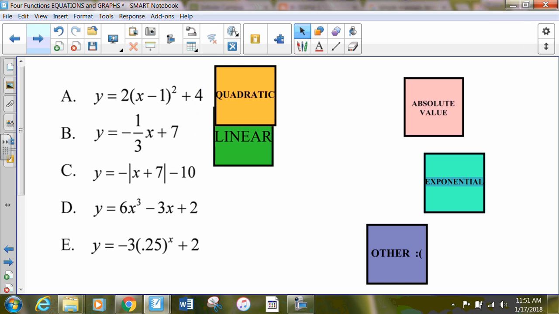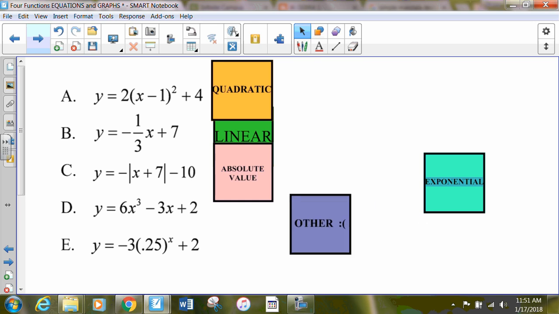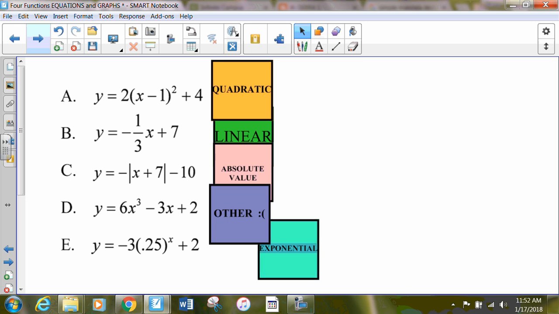All right, so we had quadratic first for A, we have linear for B. Let's look at C. I see those absolute value signs, so that means that C is absolute value. All right, D, I see an exponent, but it's a 3. If we have an exponent that's a 2, I know it's quadratic. If we have an exponent that's an x, I know it's exponential, but if we have one that's a 3, that's something else. It is a function, it's something else besides one of the ones that we've learned so far. So that's an other. And the last one, the x is in the exponent spot, so it is exponential. Nice job.